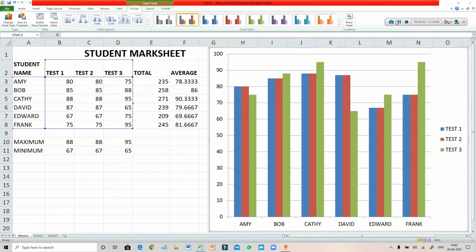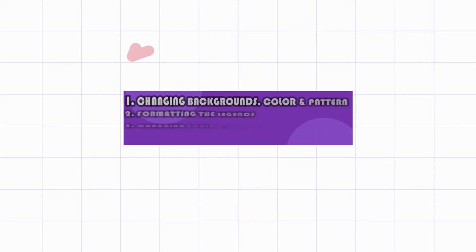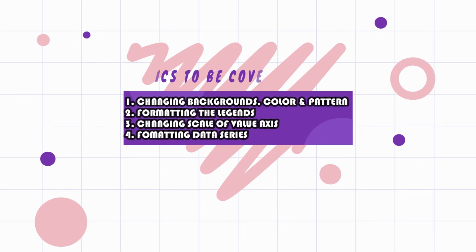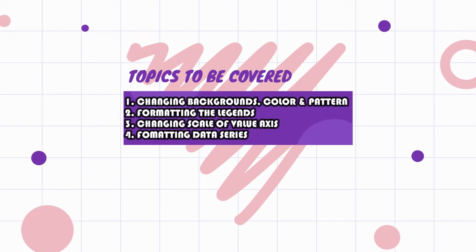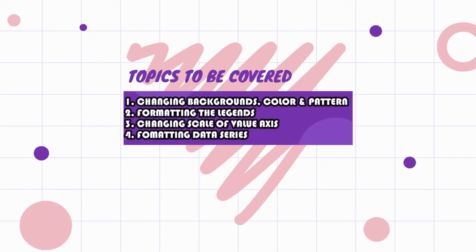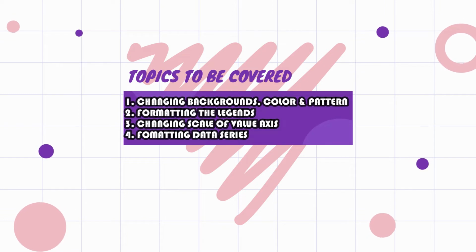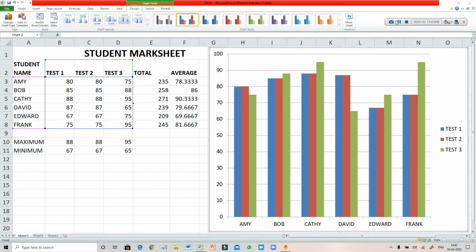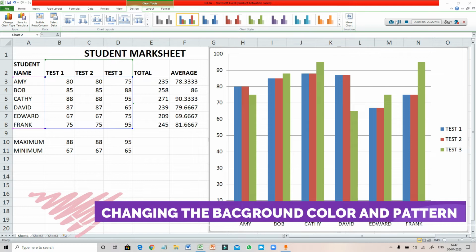It may include adding a title or changing the text, the color, the width, border styles, legends, and many more things. So in this video we will be covering four things. First, changing the background color and pattern. Second, formatting the legends. Third, changing the scale of the value axis. Fourth, formatting data series. So let's start with the first topic, changing the background color and the pattern.